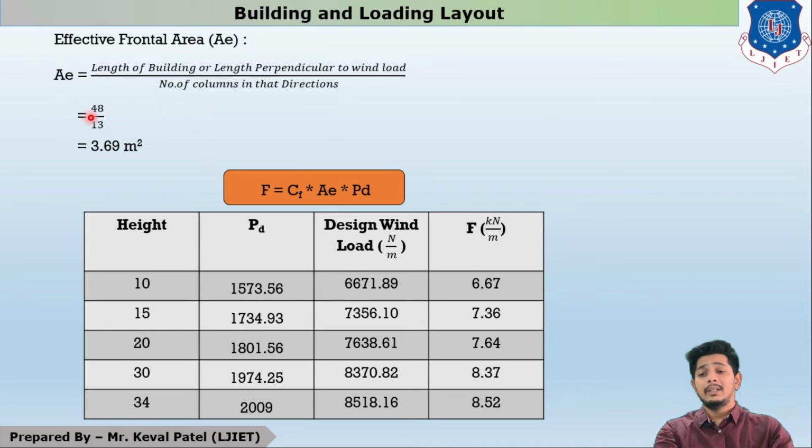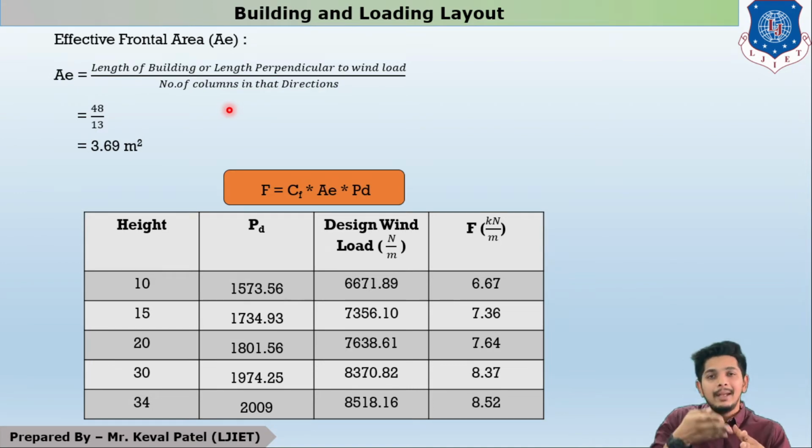Now 48 is the length. So 48 is the greatest dimension or length. So we have put the wind across, or perpendicular to, the greatest dimension in the plan, that is 48. One thing: now if the length is 48 meter, how many columns will be there?